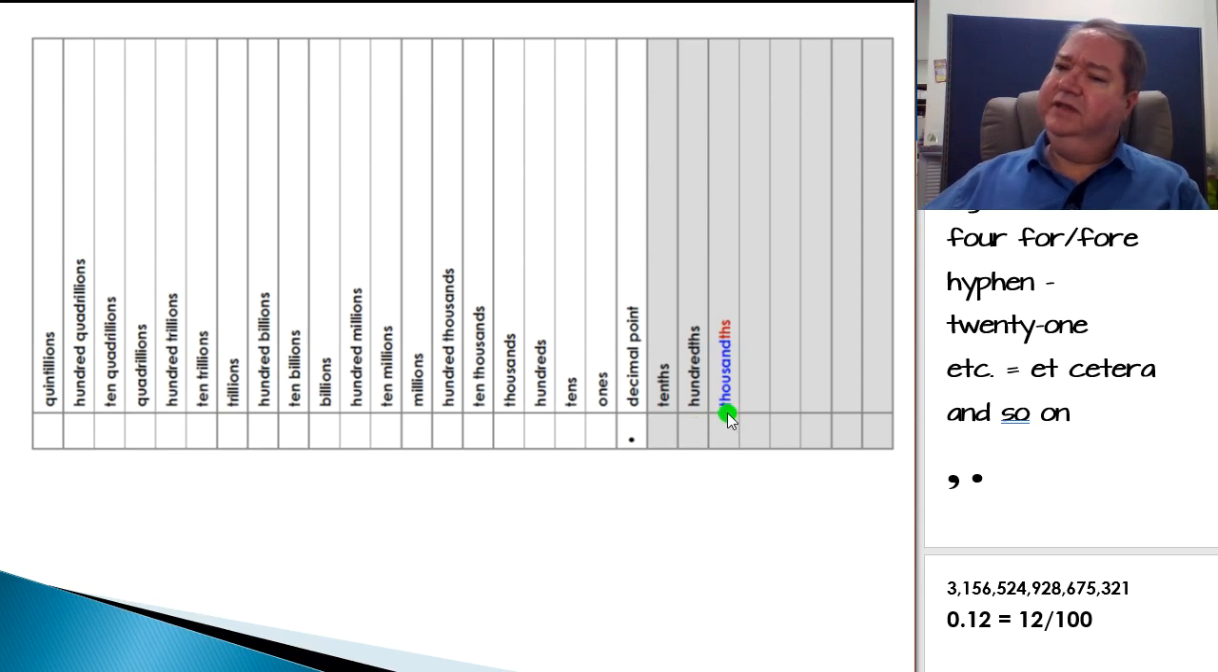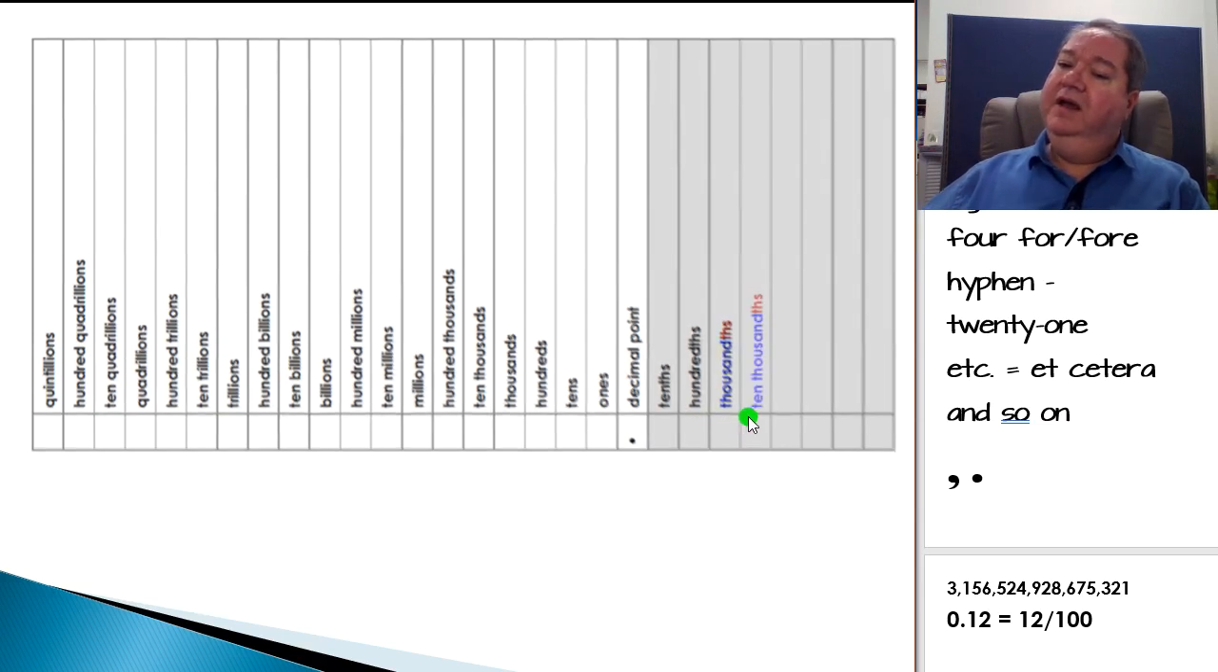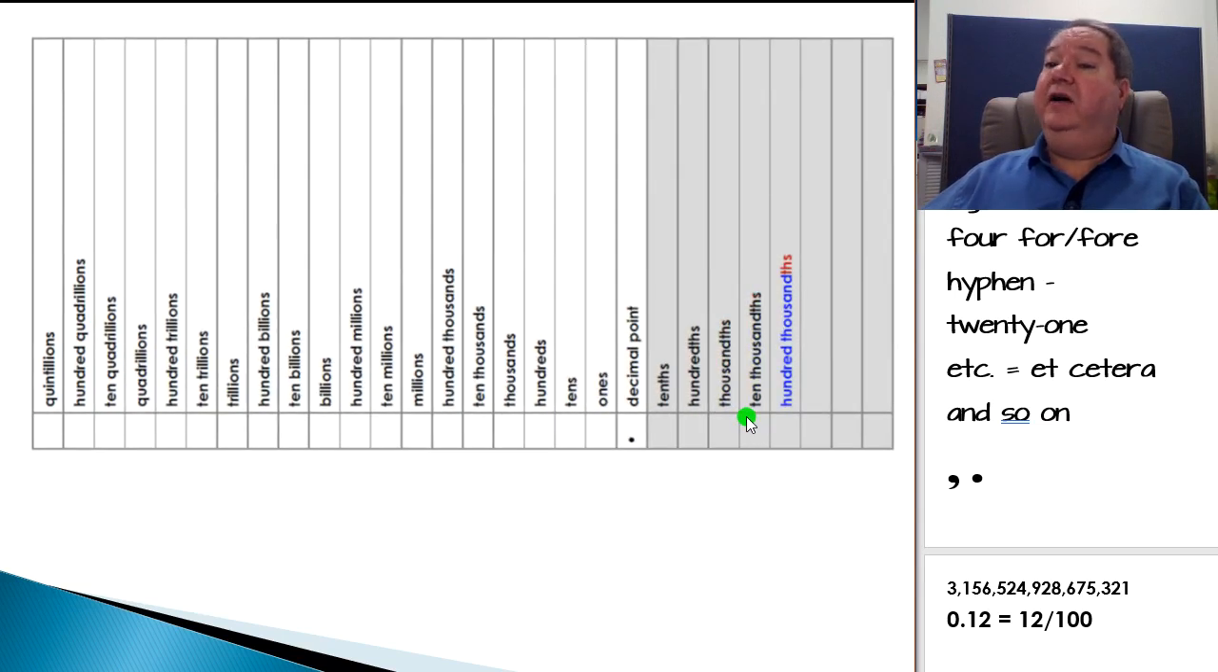What comes after thousandths? 10 thousandths. 100 thousandths. Millionths. 10 millionths. And 100 millionths. And that's far enough. Okay? We don't often say those out loud, but that's where they are.